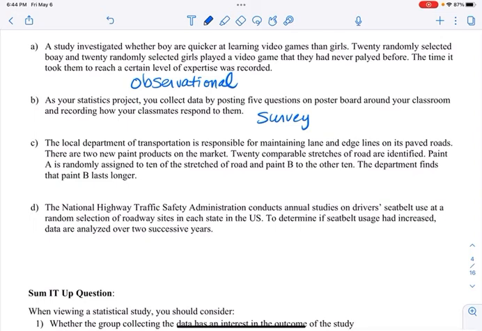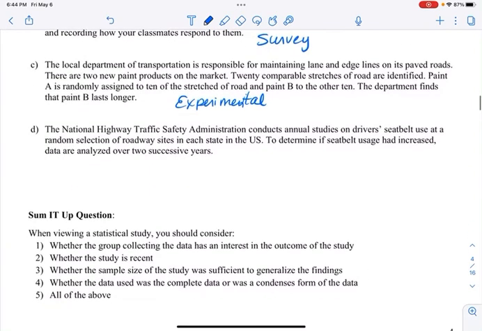The local Department of Transportation is responsible for maintaining lane and edge lines on its paved roads. There are 2 new paint products on the market. 20 comparable stretches of road are identified. Paint A is randomly assigned to 10 and paint B to the other 10. The department finds that paint B lasts longer. This is definitely an experiment. You have 2 different paint types and you're experimenting to see which one lasts longer, putting type A on 10 roads and type B on 10 other roads, and seeing which lasts longer. That's an experiment.